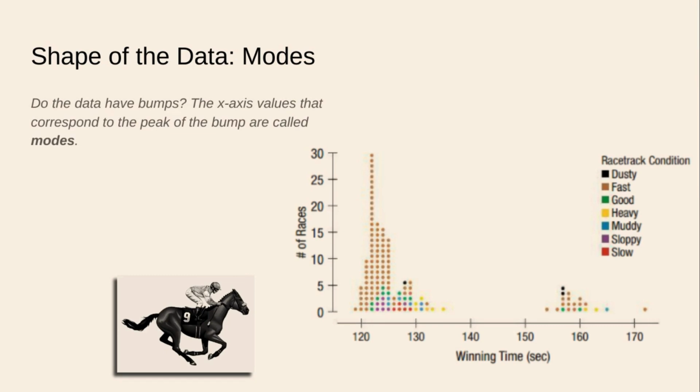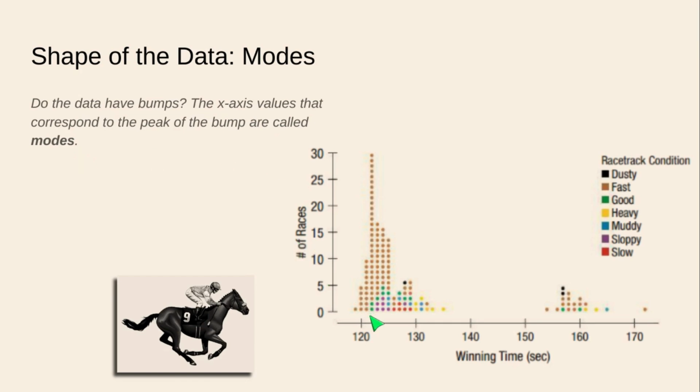So do the data have bumps? We have a dot plot over to the right, and we see that we have a bump here and a bump down here and maybe a bump over here. Is this a bump in the data, or should we conceive of this as just one big mountain on the left-hand side? The x values that correspond to the peak of the bump are called modes, all right?